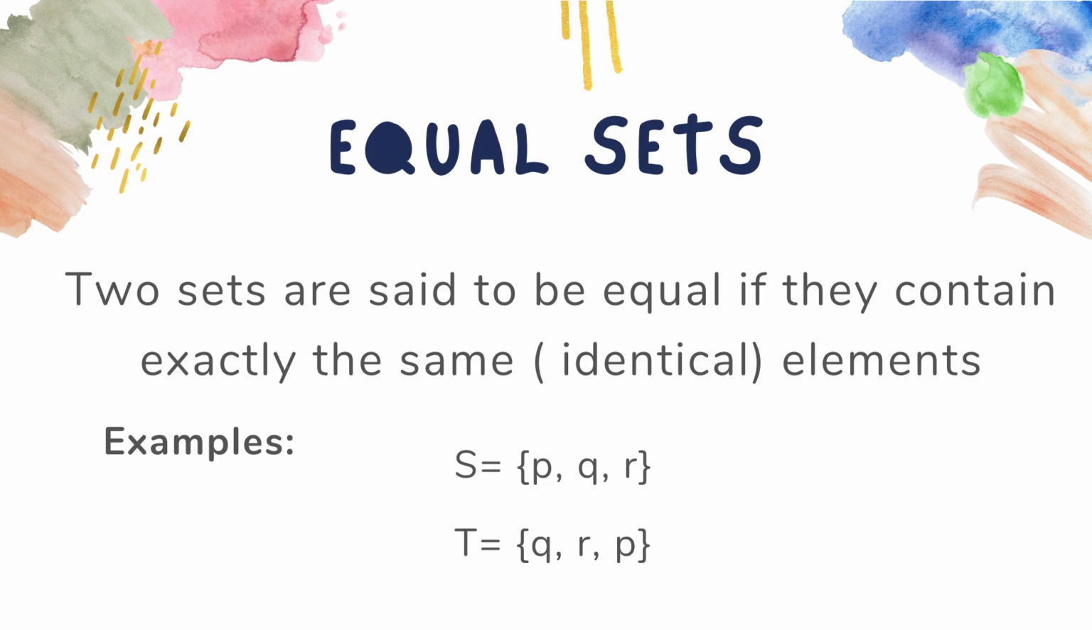We also have equal sets. Two sets are said to be equal if they contain exactly the same or identical elements. The sets S and T are equal because the elements are exactly alike. So the elements for set S are P, Q, and R, and the elements for set T are Q, R, and P. Even if the arrangement of the elements is not the same, as long as the elements are alike, they are equal.